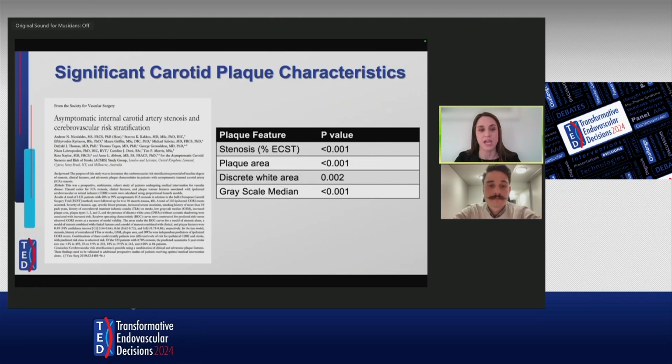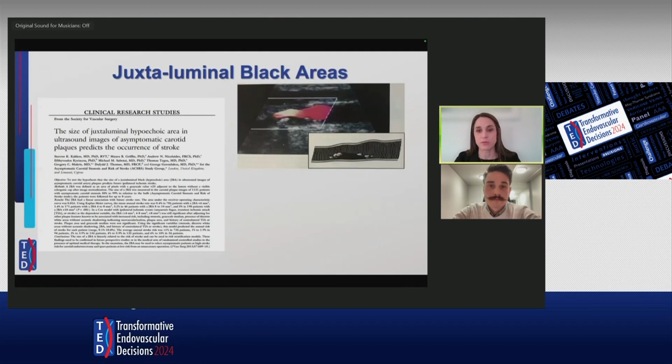In addition, it is important to highlight plaques lacking a thin fibrous cap, referred to as juxtaluminal black areas, are at a significantly high risk of causing a cerebrovascular accident.